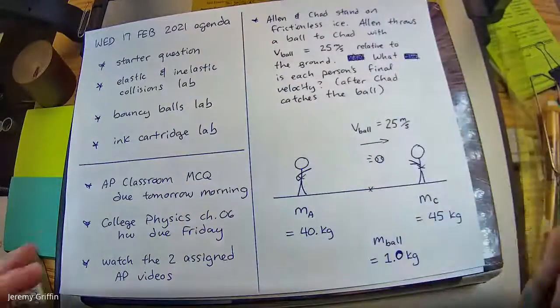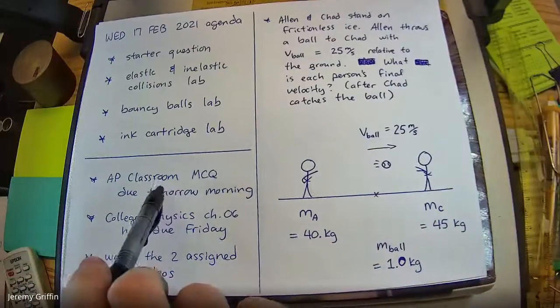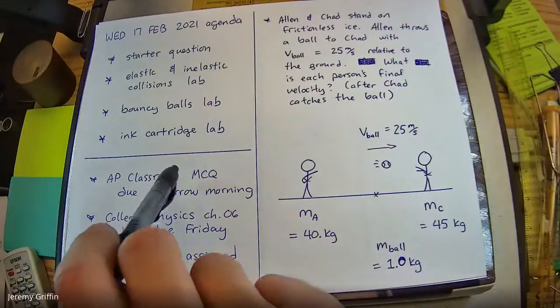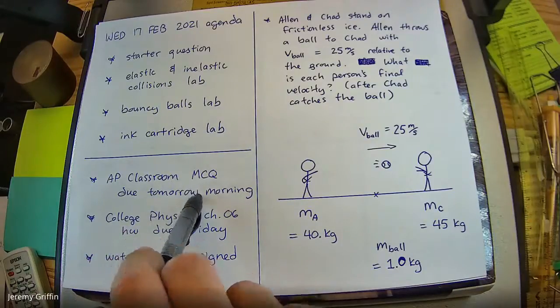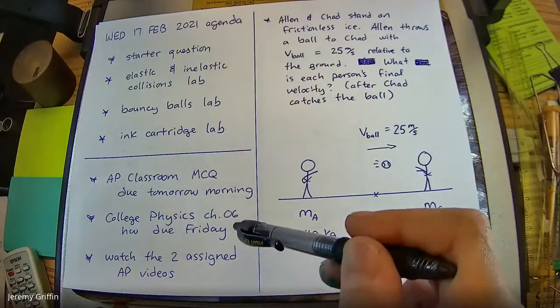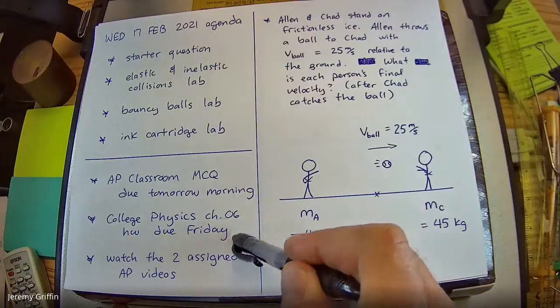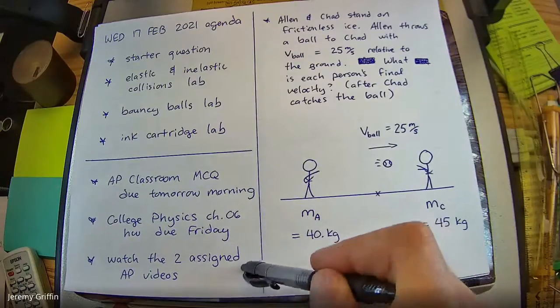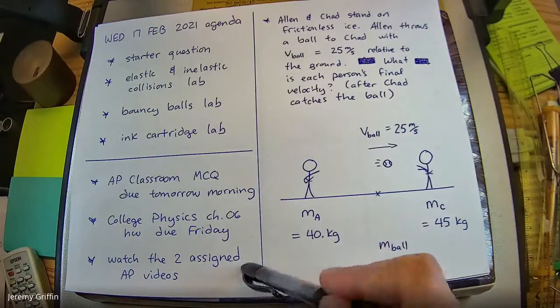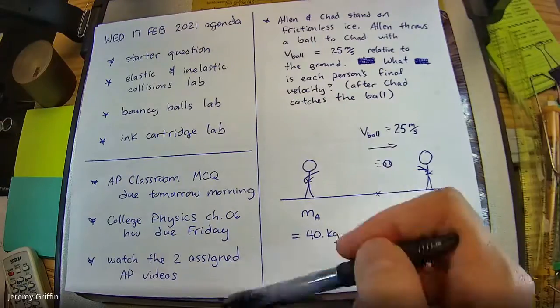Okay. All right, so also you guys want to keep in mind, AP Classroom, we're going to go over the most missed multiple choice questions tomorrow, so have those turned in tonight. College physics, I had you guys do a handful of problems, so I'll pick those up on Friday. Okay? And then I did also assign you guys 2 AP videos, so this weekend I'll go and just see who's watched them, and if you watch them, I'll give you guys some points. So if you guys know that, just a reminder.